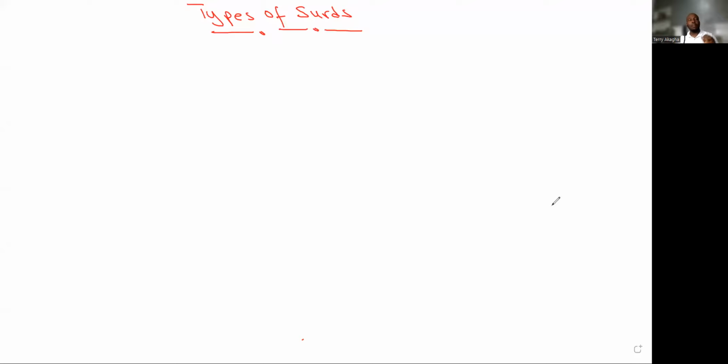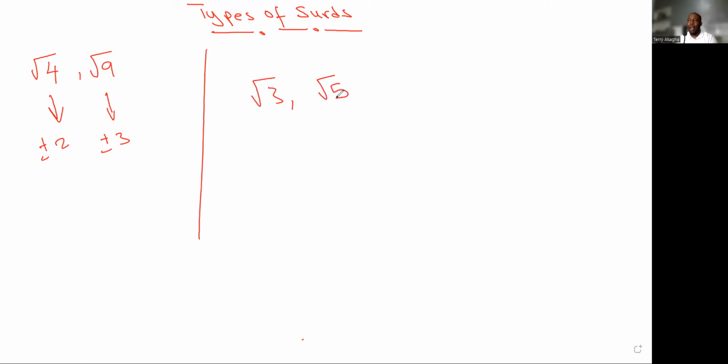Now, in the previous video, I talked about surds. I told you that these are values that have square root signs that cannot be further simplified, and they cannot be expressed as either whole numbers or integers or even accurately as fractions. Something like square root of 4 or square root of 9 are not surds, because you can write this as plus or minus 2, or plus or minus 3. You can further simplify them. But when you have something like square root of 3, square root of 5, square root of 7, you cannot further simplify these. So this is an example of surds.